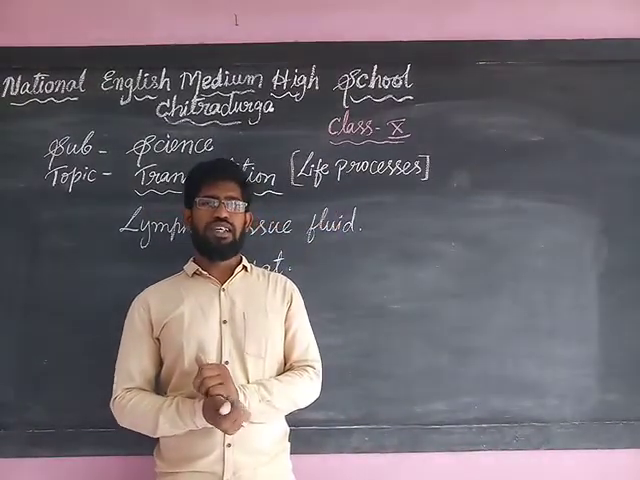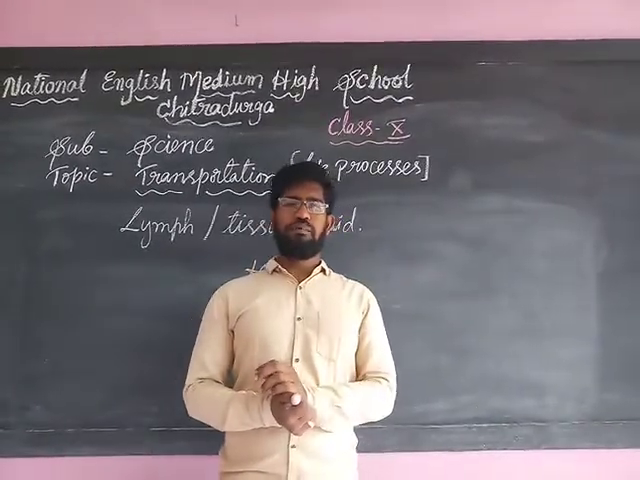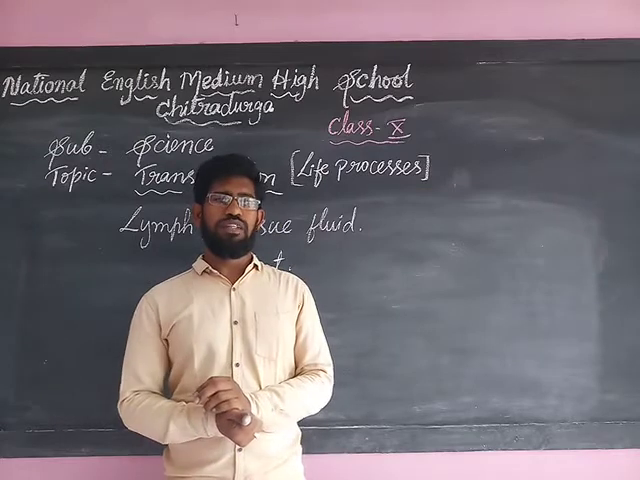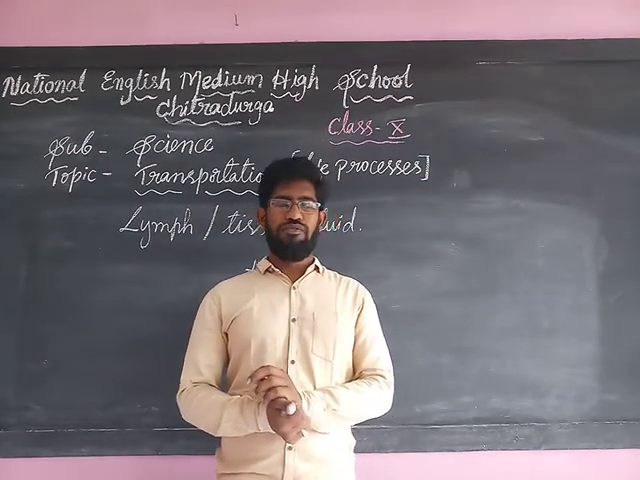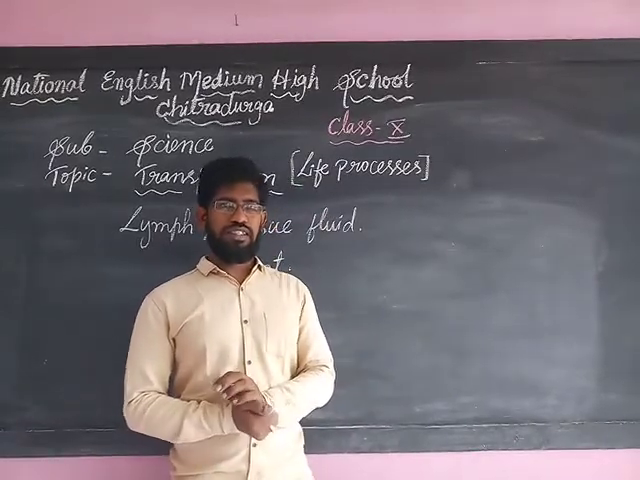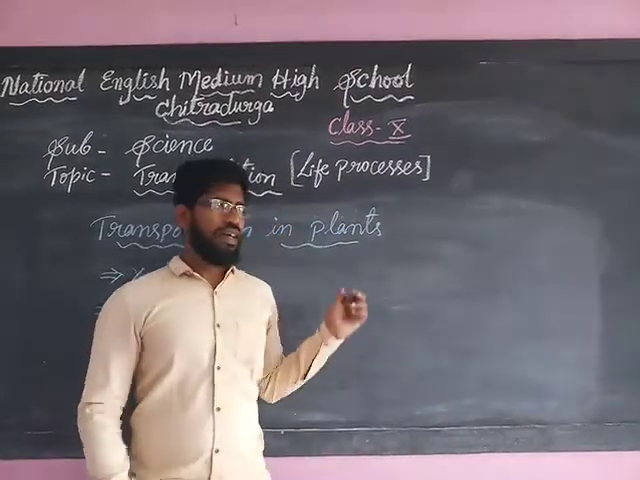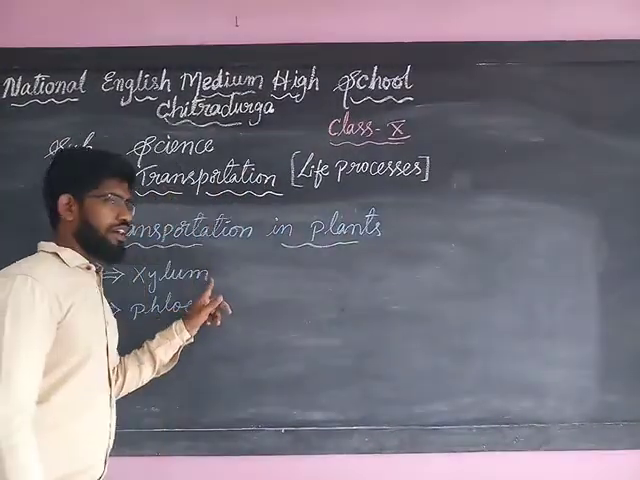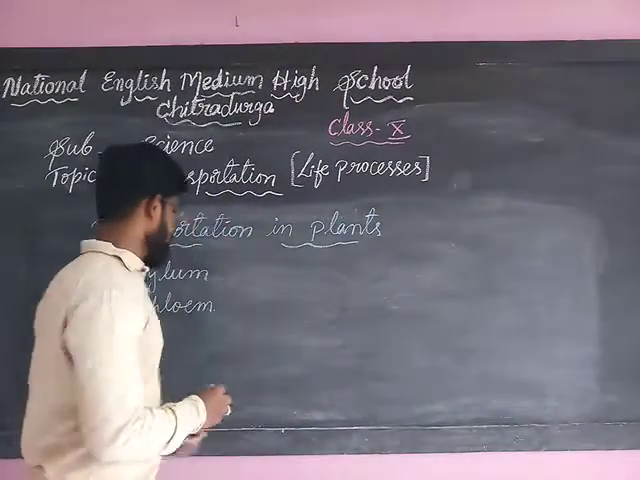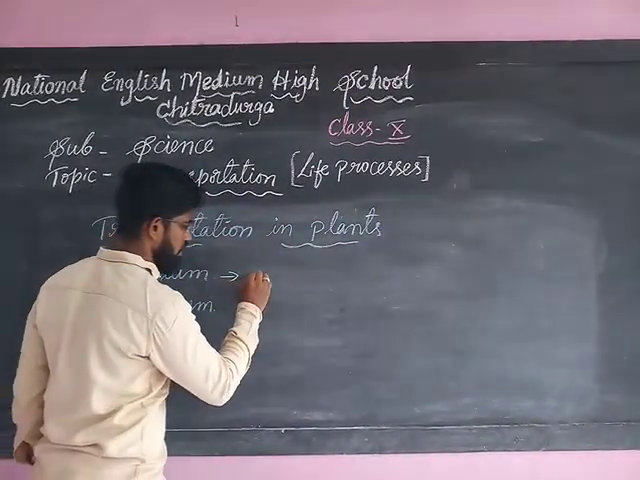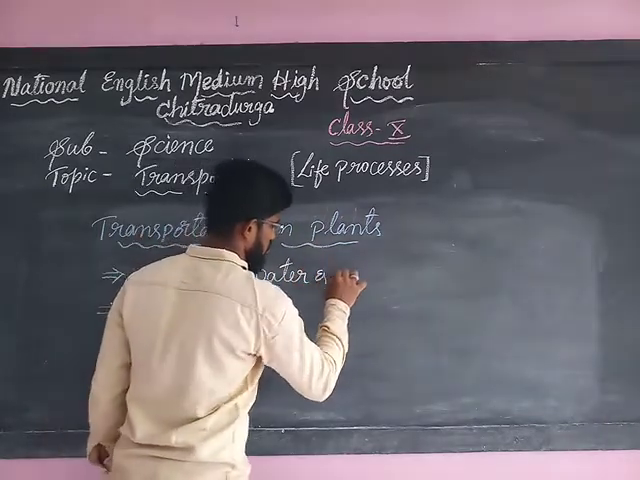Let's know how transportation takes place in plants. In plants, transportation takes place with the help of two tissues. They are called xylem and phloem. Let me study in detail. As you know, the xylem and the phloem both are responsible for the conduction of water and food. The xylem helps to conduct the water and minerals.